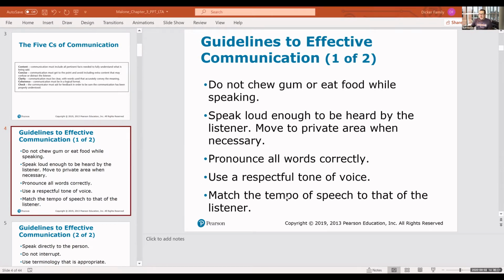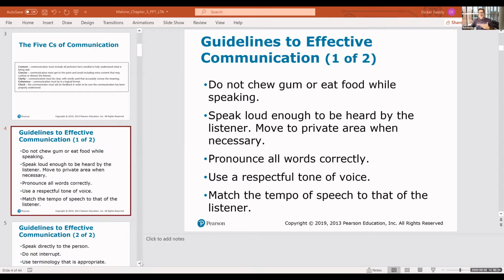Match your tempo of speech to that of the listener. Some people, you can talk fairly quickly. I have a tendency to do that, but I also try to read my audience, understand where they're at and whether I need to slow things down, whether I can speed things up. It typically depends on the audience. And I think over time, it's all about practice.